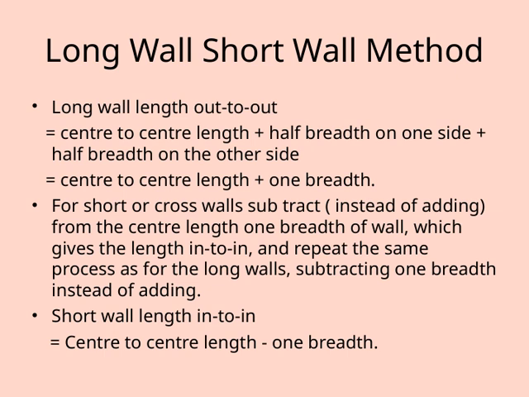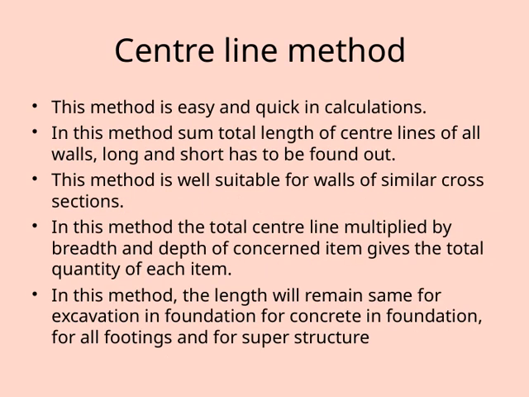Let's now discuss the center line method. This approach is known for being both easy and quick when it comes to calculations. Essentially, what you do is find the total length of the center lines of all the walls, whether they are long or short. This simplifies the process because instead of measuring every detail, you focus on these center lines. This method works particularly well when dealing with walls of similar cross-sections, because the calculations become more straightforward and consistent.